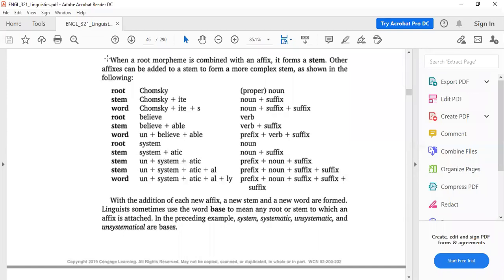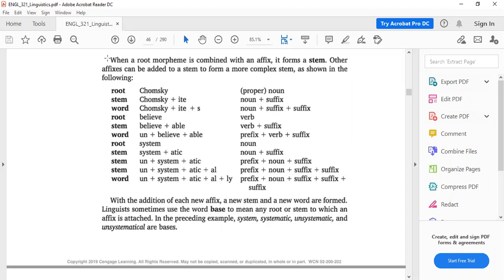But in morphology, because we can add ite to Chomsky, we call Chomsky a root. And remember we said that the root may or may not stand alone. Chomsky is an example of a root that can stand alone. If we add ite, it becomes a stem. But if we add ite and s, it becomes a word. Why a word? This answers your last question about the difference between the stem and the word. When we can't add new or more affixes, it becomes a word.